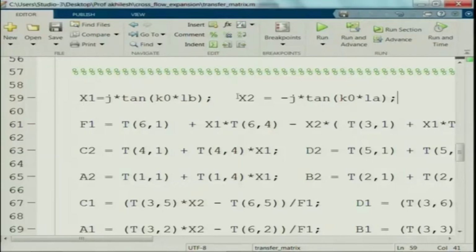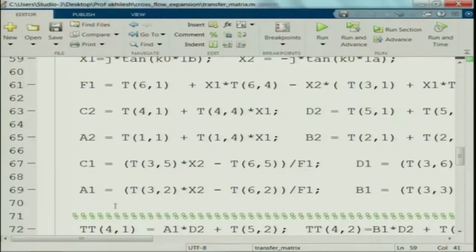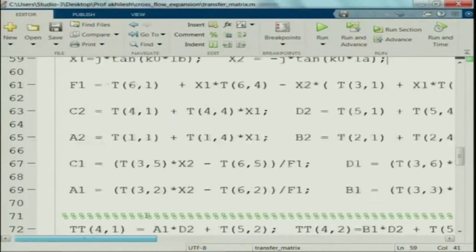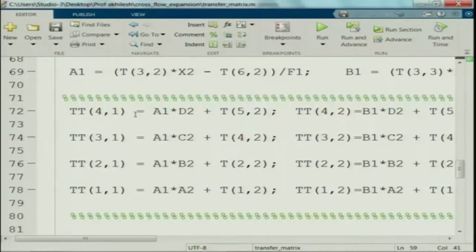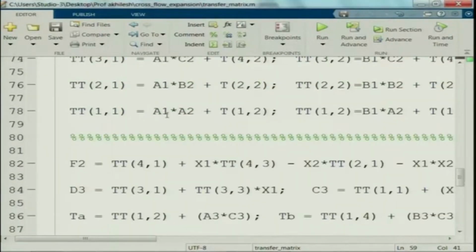Here we are defining x1 and x2, which arise because of neck extensions. If you set LA and LB to 0, you get back your fully perforated duct. F1, C2, A2, all these expressions are interrelated, and you can't make a mistake in bookkeeping. Finally, your TT matrix basically relates the state variables at Z equal to 0 section in the duct 1 and the annular duct 2 with those at Z equal to L section in the annular duct 2 and the chamber at Z equal to 2L and the outlet duct at Z equal to L.